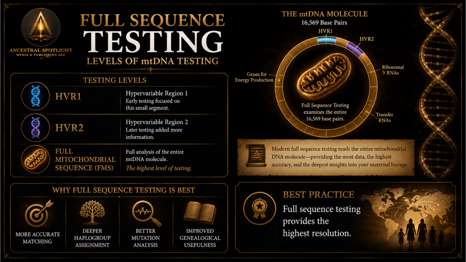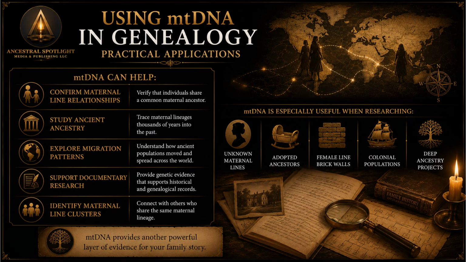Earlier mtDNA tests focused only on small portions of the mitochondrial genome. Modern full-sequence testing examines the entire mitochondrial DNA molecule. This provides more accurate matching, deeper haplogroup assignment, better mutation analysis, and improved genealogical usefulness. For serious maternal line research, full-sequence testing is generally preferred.